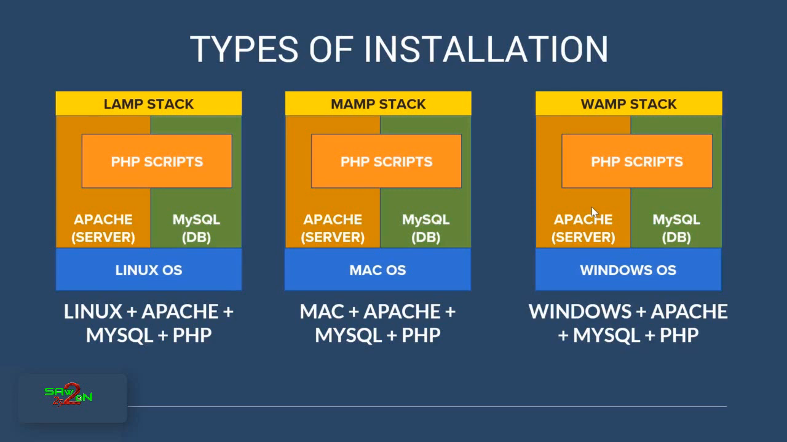Remember these names, because whenever you go on the internet and start reading or downloading any software, they will talk about these three stacks: LAMP stack, MAMP stack, and WAMP stack. LAMP being Linux, MAMP being Mac OS, and WAMP being Windows OS. Next, let's look at the software that is available in the market to support this stack.